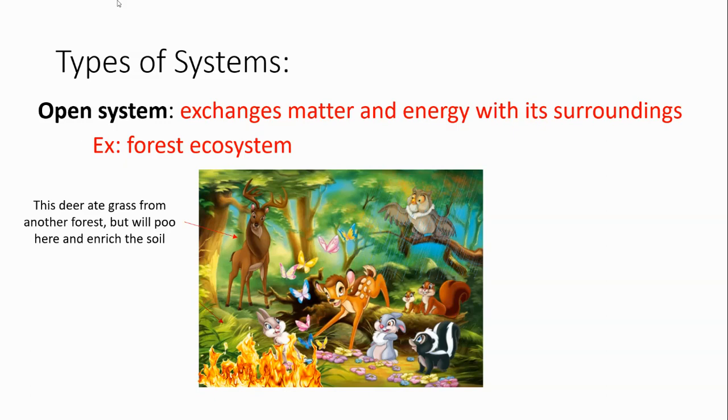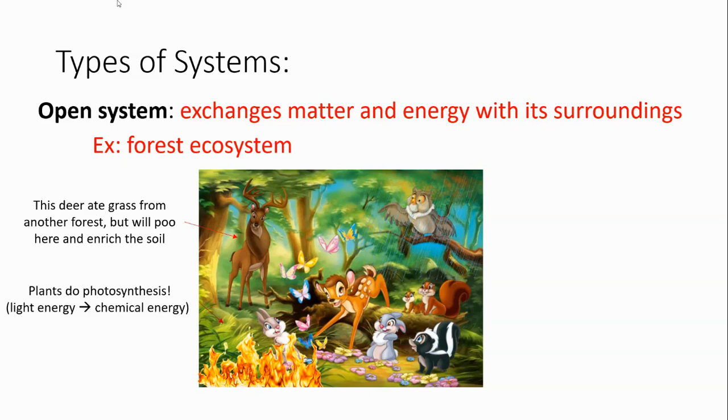So think of like a forest. Okay, there's not this designated line where that ecosystem ends, right? It's not like the animals get to a certain point and they can't go any further. So, like example, if that deer eats grass from another forest or another meadow, but comes into this forest and has to relieve himself, that matter is now part of this ecosystem. So it's coming from another place, moving to here.